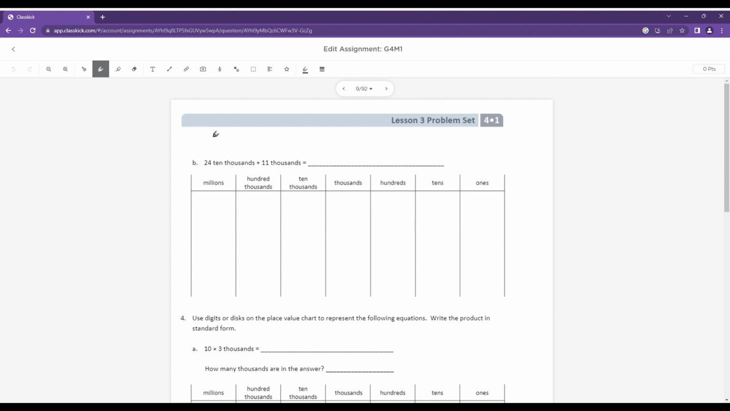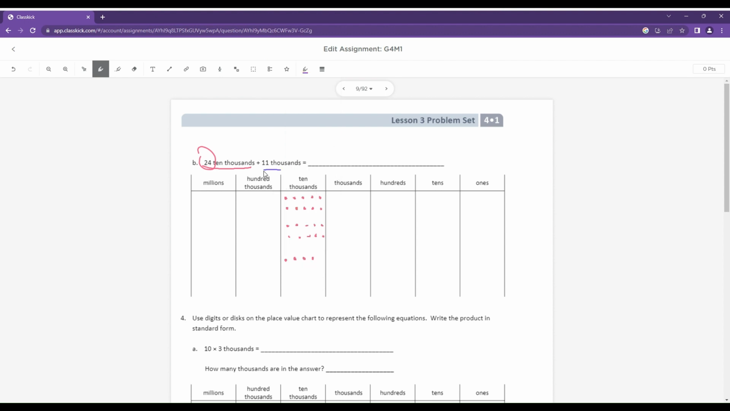Letter B says 24 10,000s plus 11,000. So now I have greater than 10 in both place values. So I know I'm going to have to do some reshuffling of these numbers around. So I'll do this 24 10,000s in this pink color. So I'm going to put 24 in my 10,000s place. There's 10. There's 20 10,000s and then 4 more.